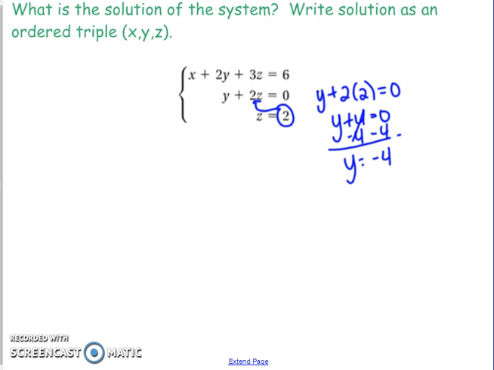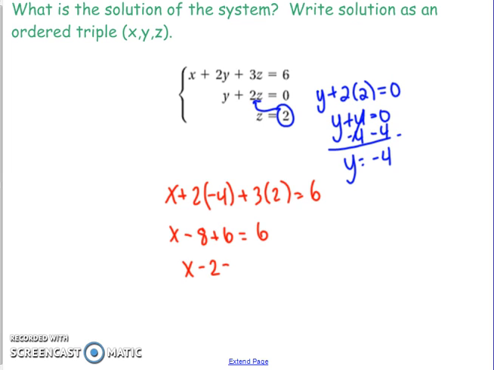So now I can go to that first equation, and I can plug in y and z and solve for x. So x plus 2 times negative 4 plus 3 times 2 equals 6. So x minus 8 plus 6 equals 6. X minus 2 equals 6. If I add 2, I get that x equals 8.